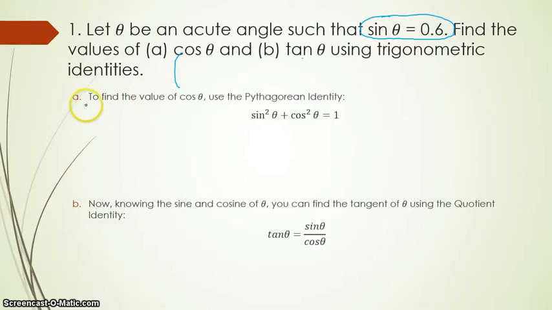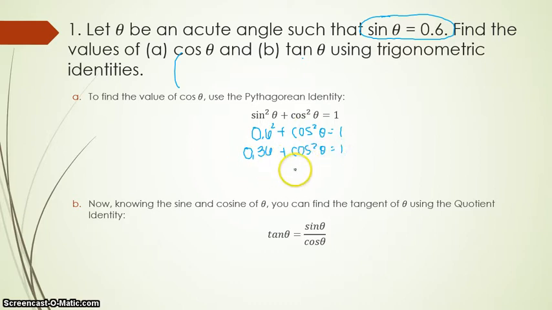So for part A, to find the value of cosine theta, I'm going to use that Pythagorean identity that was listed towards the top of your page. So it says sine squared plus cosine squared equals 1. If sine is 0.6, I'm going to put 0.6 squared plus cosine squared theta equals 1. 0.6 squared is actually 0.36, sorry. So plus cosine squared theta equals 1.